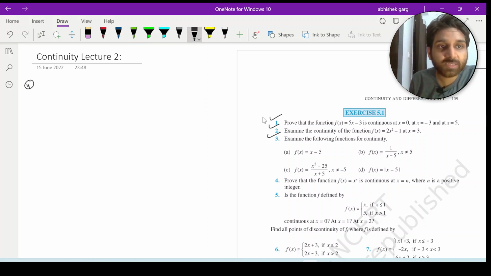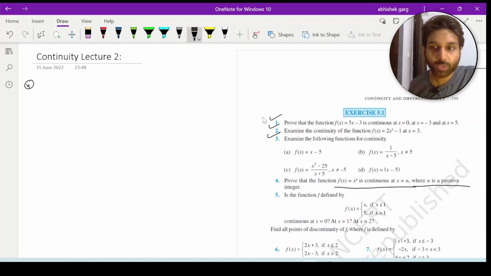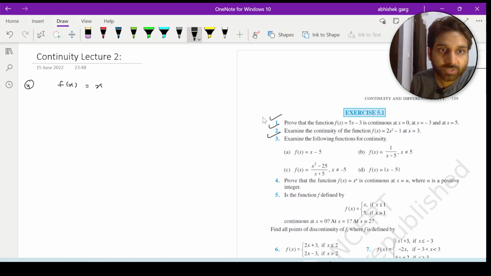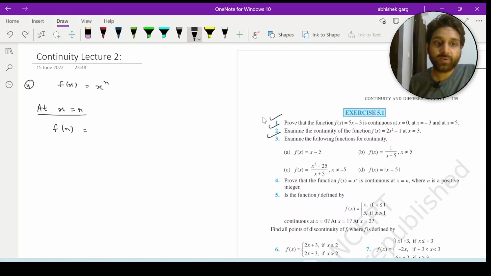Question number 4 is saying, prove that the function f(x) equal to x to the power n is continuous at x equal to n, where n is a positive integer. So let us first write down that the function f(x) is equal to x raised to the power n. Now, let's say we take x equal to n. What will be the value of the function at x equal to n? We'll just substitute x equal to n in here. So what do we get? We'll get n raised to the power n. So this is the value of the function at x equal to n.